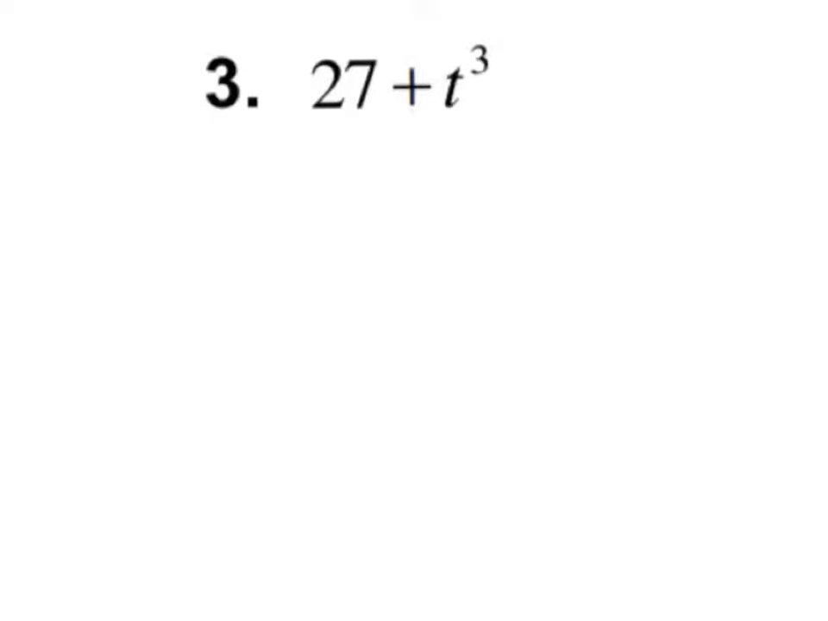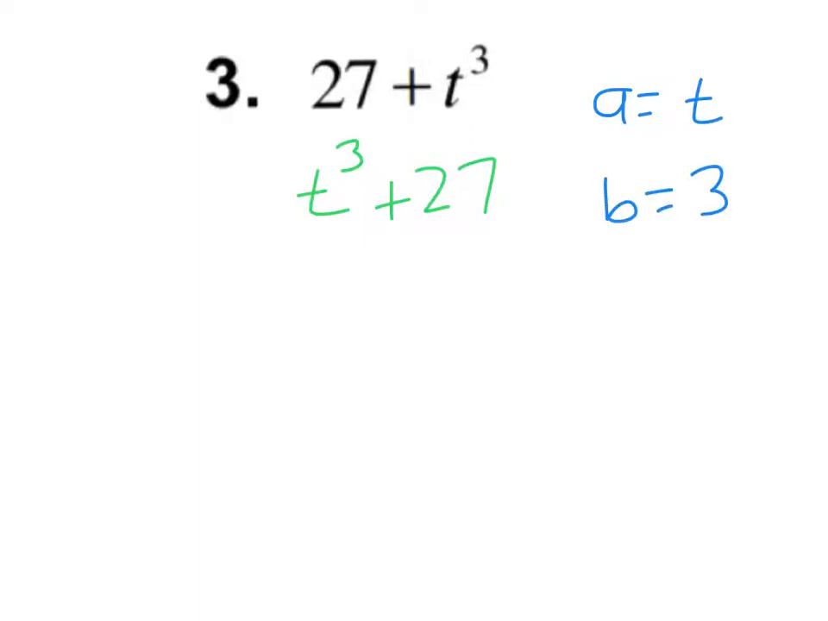Okay, so here on 3, I'm going to rearrange this first of all to get my variable to the power written first. So that's written as t to the third plus 27. Now they're not both perfect squares, but they are both perfect cubes. And they're being added, so I'm going to use the sum of cubes formula. All right, first I'm going to identify my a and my b. The a is t, the b is 3. Remember, we find those by taking a cube root of the first term and the last term.